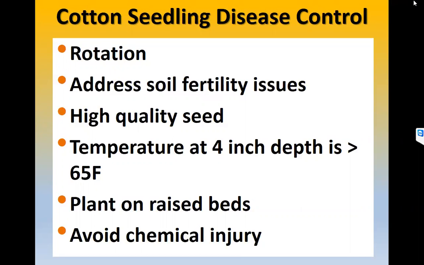Chris Bauckham talked about soil temperature in peanut, which is just as important here in cotton. And so the soil depth temperature should be over 65. If you have to plant early, particularly in South Alabama, you may want to look at making raised beds and then planting into those as a means of getting in early. And then the last point is to avoid chemical injury, which may slow seedling growth.